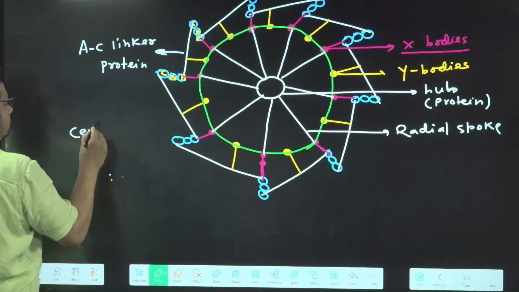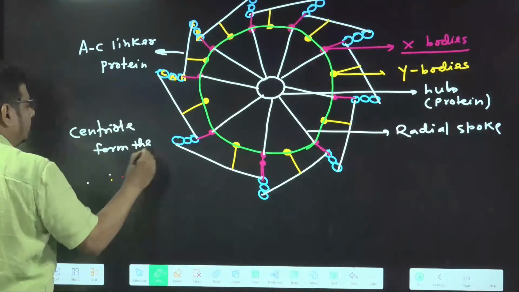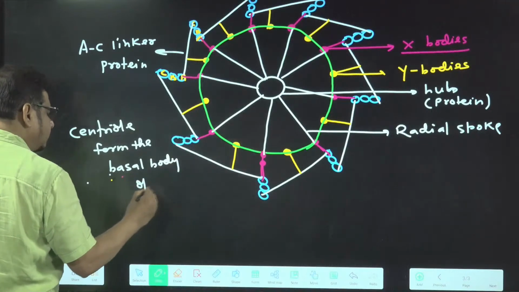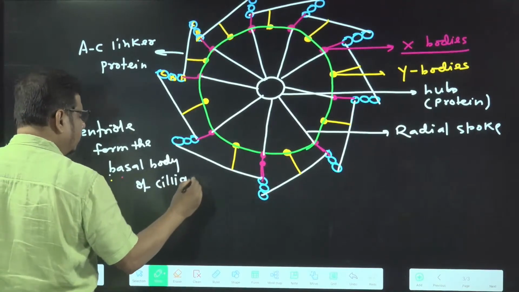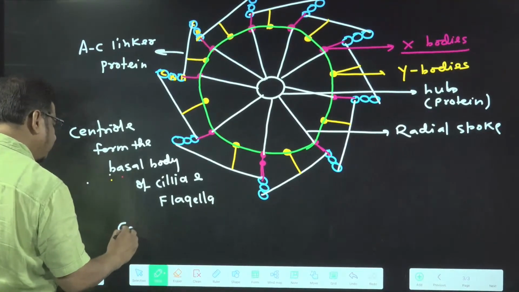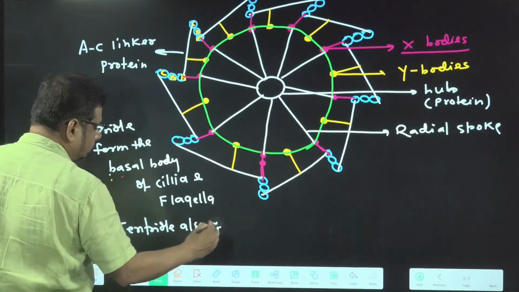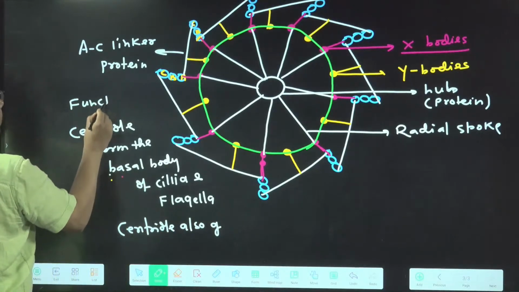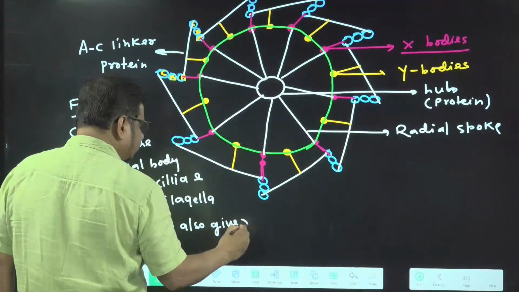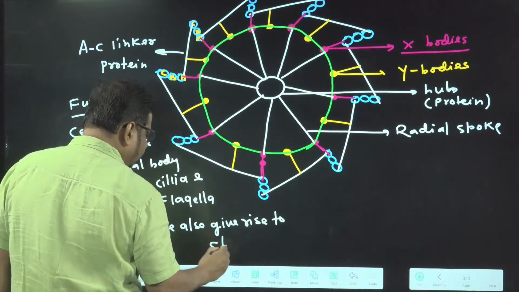Centriole forms the basal body of cilia and flagella. And centriole also gives rise to spindle fibers. So this is the function of the centriole that I wrote. One, it forms the basal body, and it also gives rise to which one? It gives rise to spindle fibers.